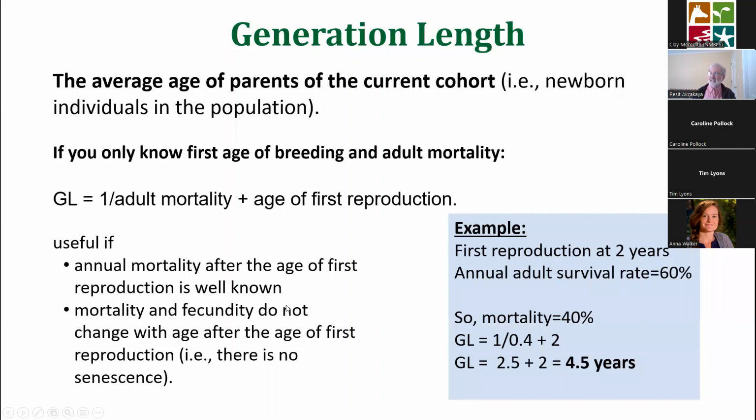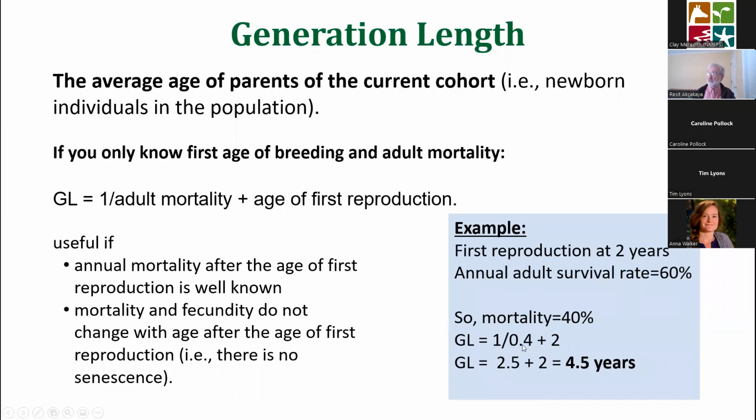Okay, here's another example. If you only know the first age of breeding and you know the average adult mortality, again, there's a formula for this in the guidelines, and you add the age of first reproduction to 1 over adult mortality. And here's an example: age of first reproduction at 2 years, average adult survival is 60%, so mortality is 40%.